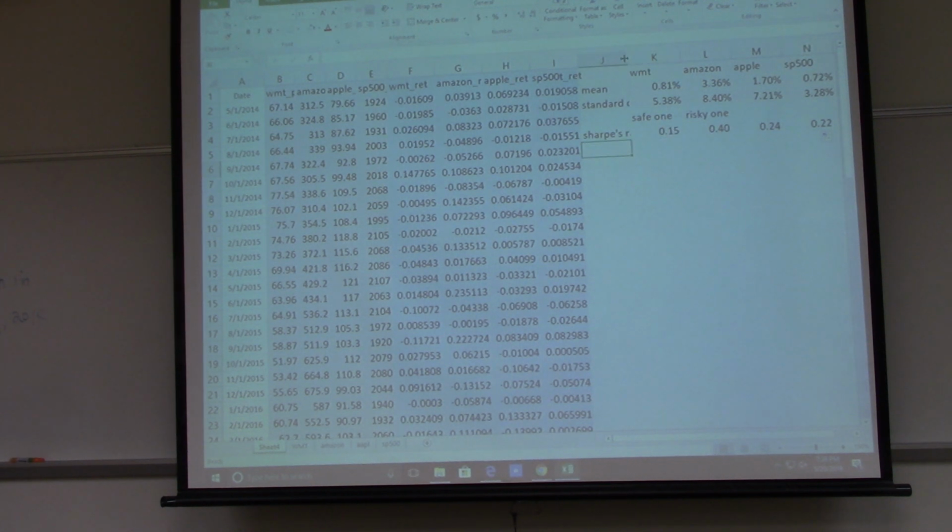So there's another one. It's called Sharpe's ratio. But anyhow, you just use the average return divided by standard deviation, and it tells you, for one standard deviation, how much returns you can get. So now you want the higher one. So this one is the best. And Walmart is the worst.